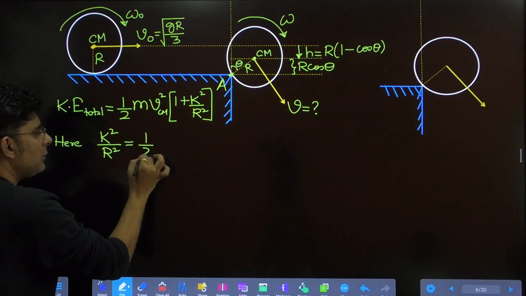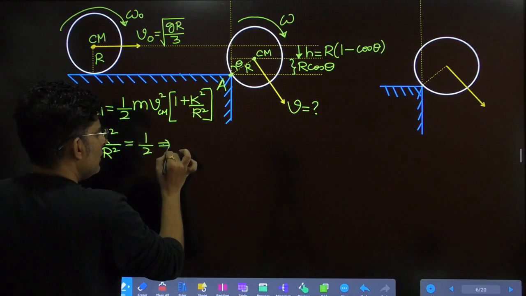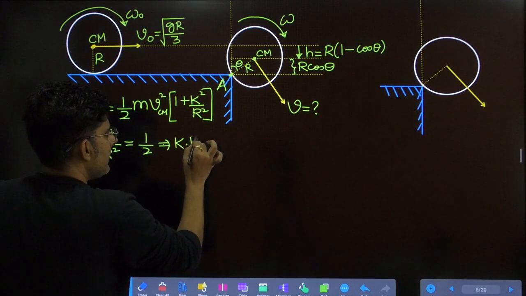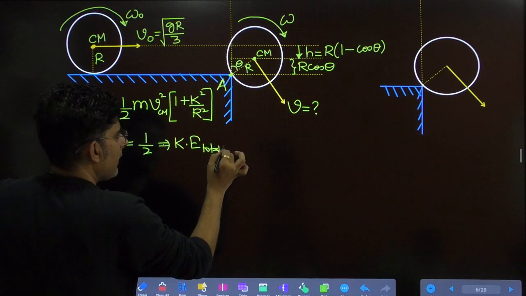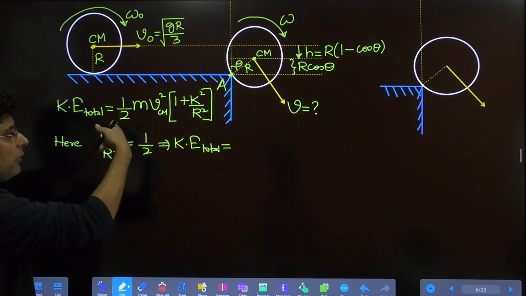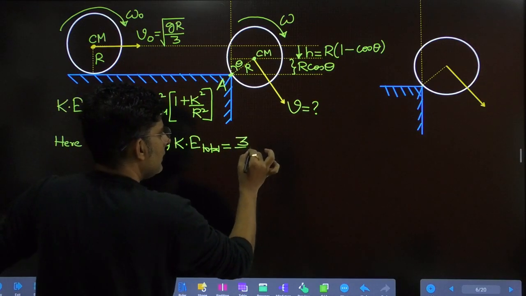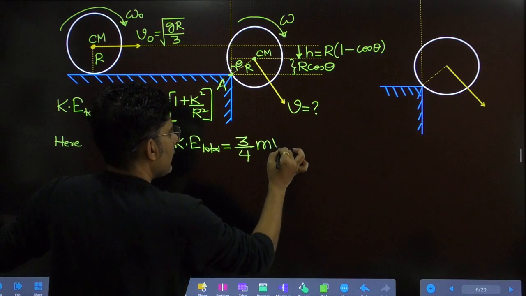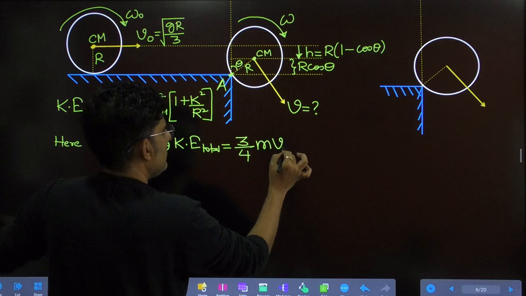It will become 1 by 2. So if this becomes 1 by 2, that means the total kinetic energy at any instant while the cylinder rolls will be 1 plus 1 by 2, which is 3 by 2. There is one more 2, so it becomes 3 by 4 m v cm squared.